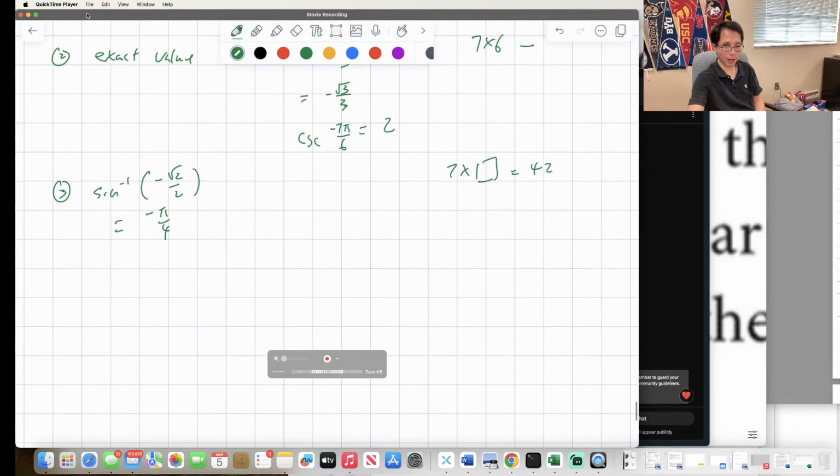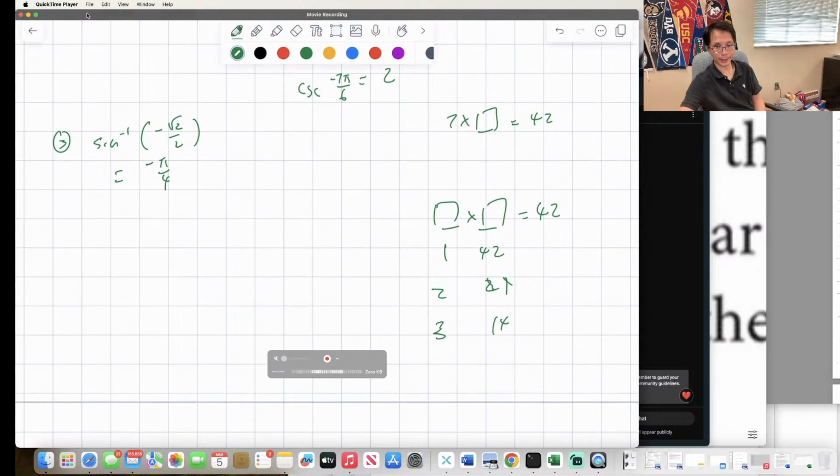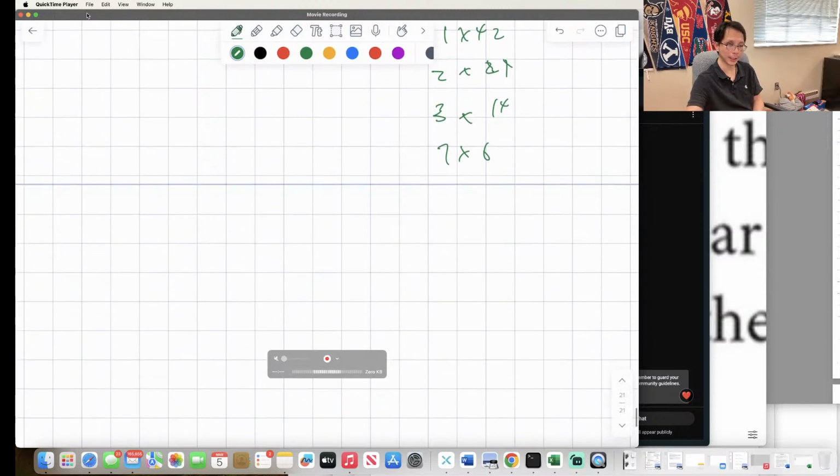So if you got this far, it's what we learned so far. The next stage is called solving equations. I'm going to give you 42. It's equal to what times what? There are a lot of combinations. It's 1 times 42, 2 times 21, 3 times 14, and 7 times 6. So there are a total of 8 different factors. There are a lot of factors, and you have to know them all. Why? Because today we're going to ask a question like this. Solving trig equations.